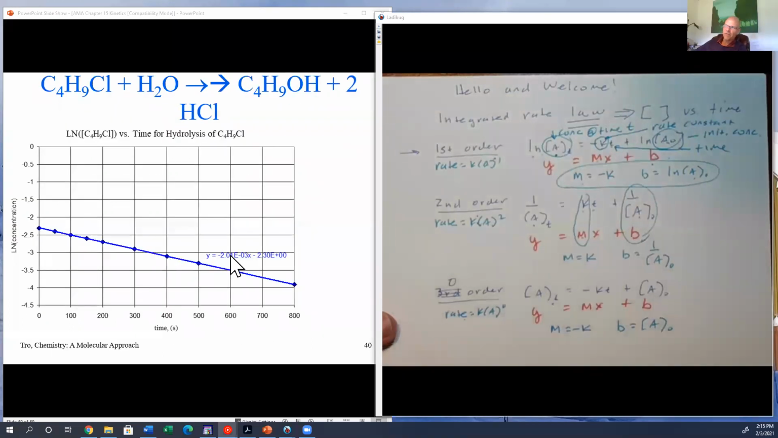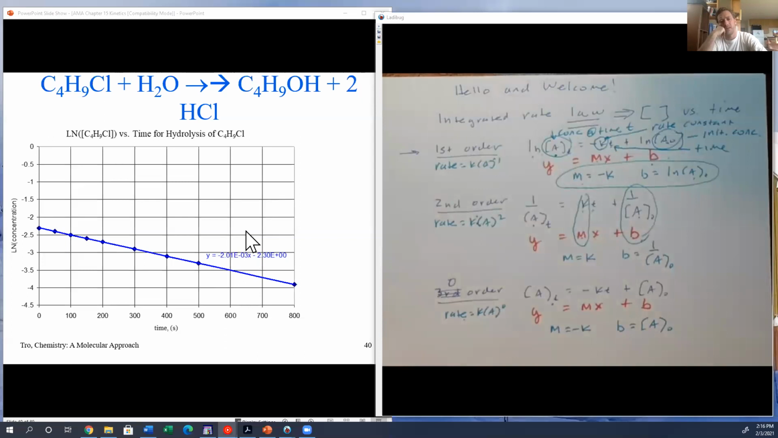And if I fit this data to a line, what is this value right here, which is the slope? y equals mx plus b. What does this value give me? Or what's that value equal to? Negative k. This is equal to negative k. Does that make sense so far to everyone? Questions? That value is equal to negative k.